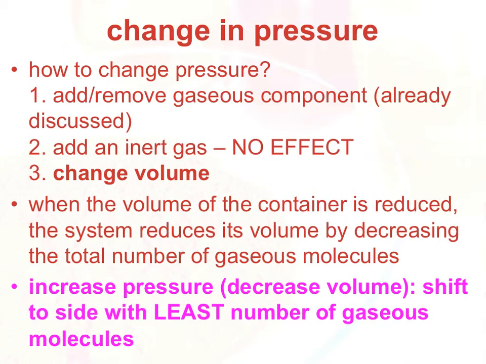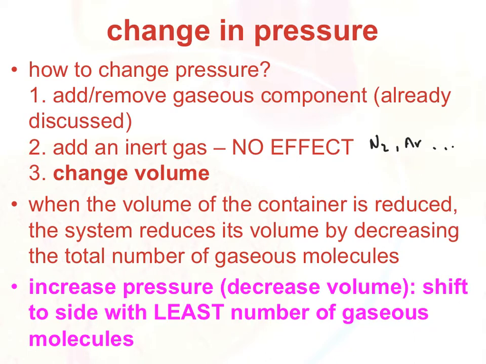Now, another option to change the pressure of a system is going to be to add an inert gas. The addition of an inert gas is going to have no effect on your equilibrium position because the gases are not part of the equilibrium expression. N2, argon, those are typically going to be the inert gases that you will end up adding to a system. There are others, and they'll indicate, hey, this is an inert gas.